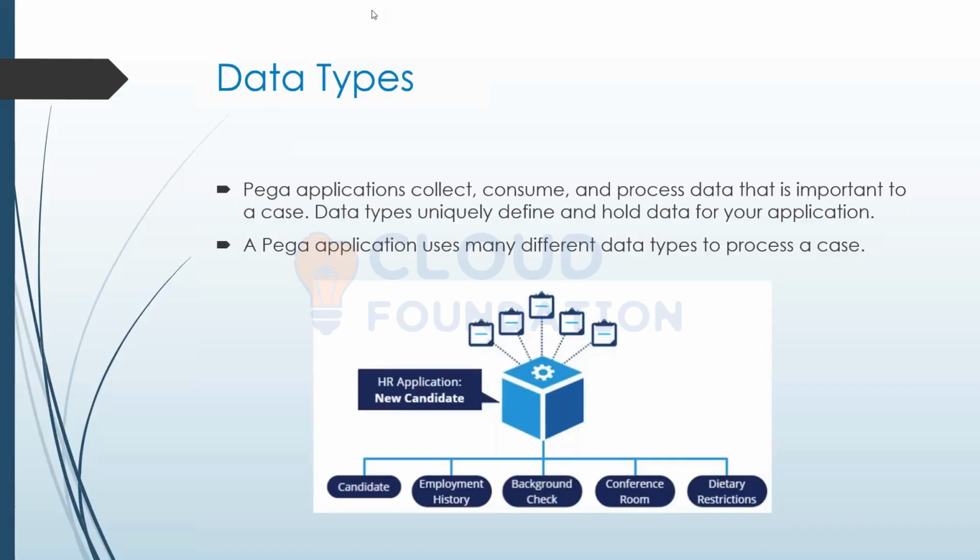Now I have n number of data types in my application, each of which is sourcing from different entities or different sources. And how do I deal with it? How do I source a data type? Let us.